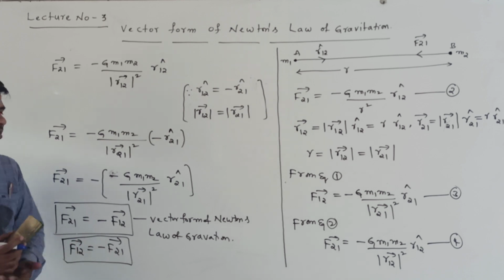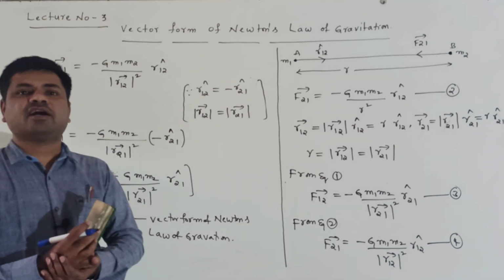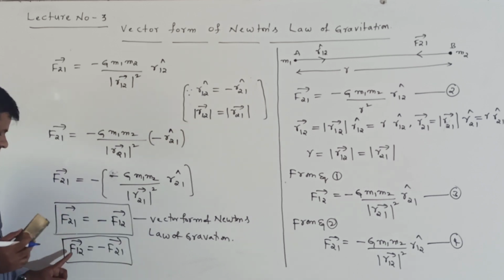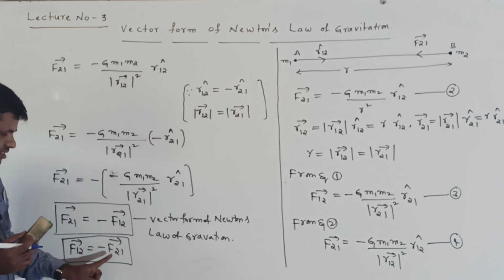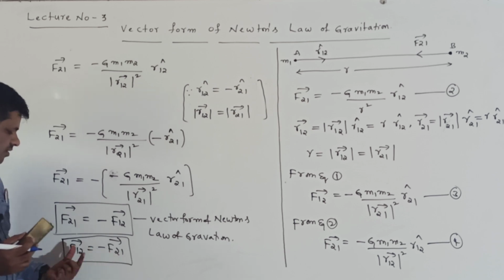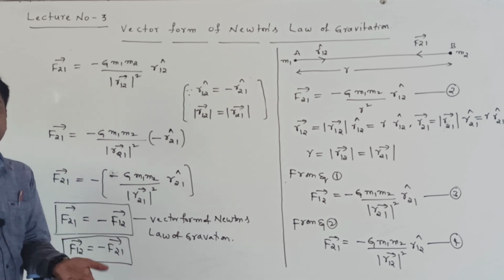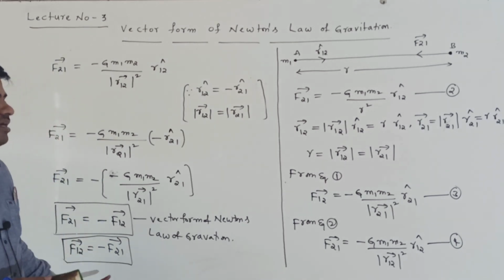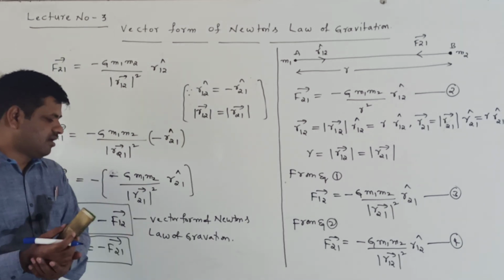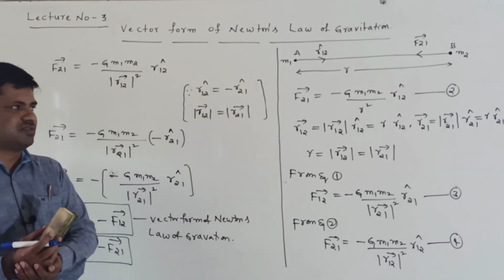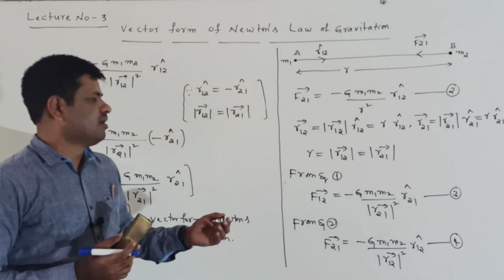These two represent the action and reaction pair. Action and reaction pair means this is a force acting on the m1 body due to the m2 body, and this is a force acting on the m2 body due to the m1 body. Both have the same magnitude, but in which direction? Opposite direction. That's the reason they form the action and reaction pair. This is called the vector form of Newton's law of gravitation. Clear up to this one, right?